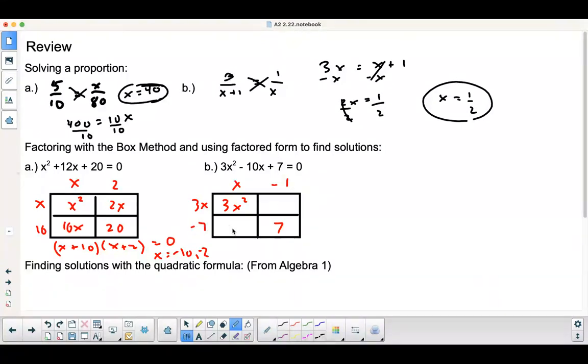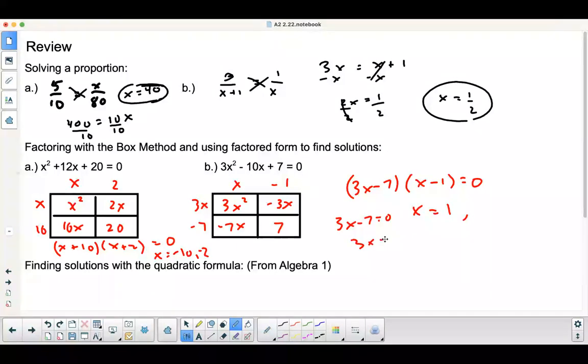And why did I choose negative? Because negative 7 times negative 1 is still positive 7. And then you add these up, so they add up to negative 10x. So it's 3x minus 7 times x minus 1. Your solutions are x equals 1 from this one. And then if I set the other equal to 0, sometimes people can't do that in their head. Just remember, set equal to 0, move the 7 over. So it's positive 7 divided by 3. There you go. So solving a quadratic by factoring, you should be able to do.